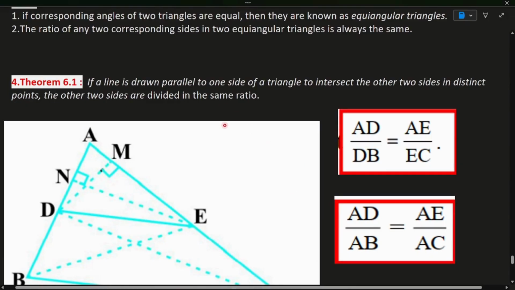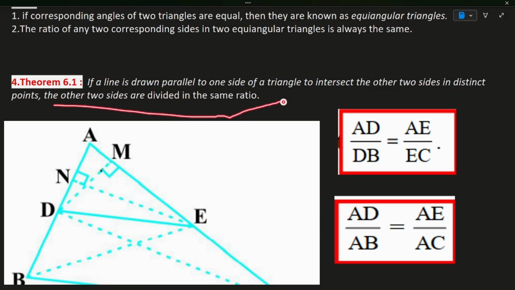See theorem number 6.1. Theorem 6.1 says that if a line is drawn parallel to one side of a triangle to intersect the other two sides at distinct points, the other two sides are divided in the same ratio.